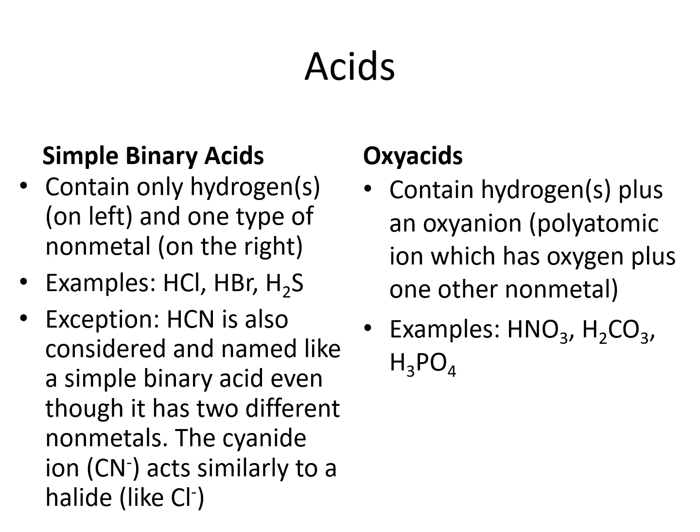Acids generally contain hydrogen on the left side of their chemical formula. The thing that makes them an acid is that they can lose H+ ions into solution. We will be dividing acids into two categories, simple binary acids and oxyacids. Simple binary acids have hydrogen plus one other type of nonmetal.